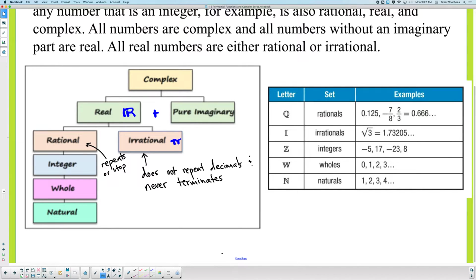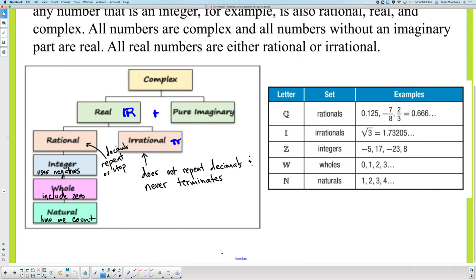The decimals. Let me put this: repeat or stop. There we go. Integer, there are no decimals but it involves negatives. I'll put uses negatives here. Just trying to fill out this chart so you better understand it. Wholes include 0. And natural is the way you learned how to count. So that's how you make up the number system. Okay? So that'll come into play throughout the year.